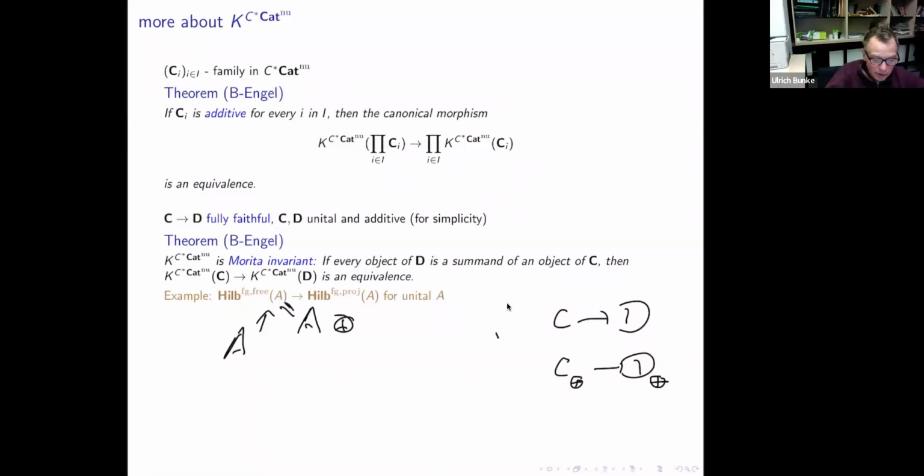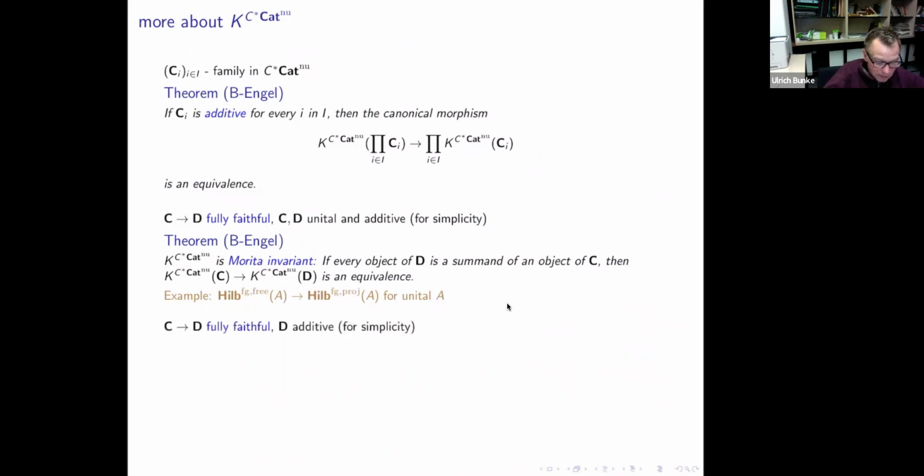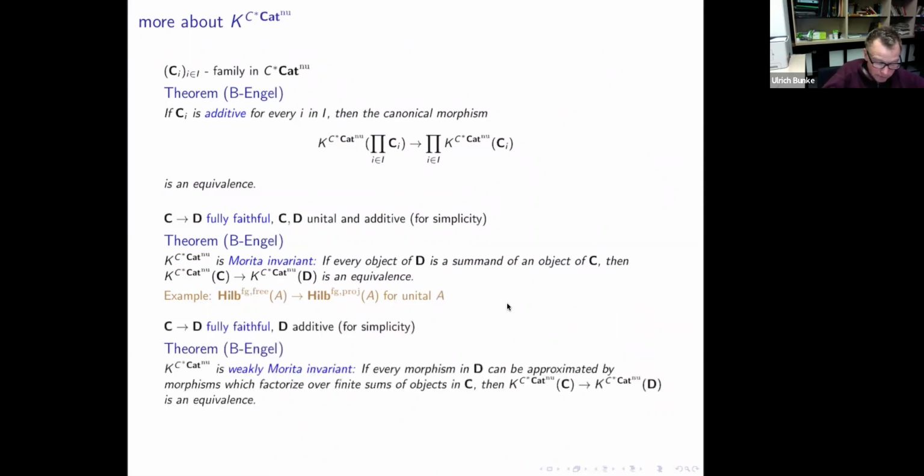Okay, but maybe more interesting because it's not algebraic is the weak Morita invariance. So again, we look at a fully faithful functor, and again, for simplicity, assume that the target is additive. And then if every morphism in D can be approximated by morphisms which factorize over finite sums of objects of C, then again this inclusion is an equivalence.